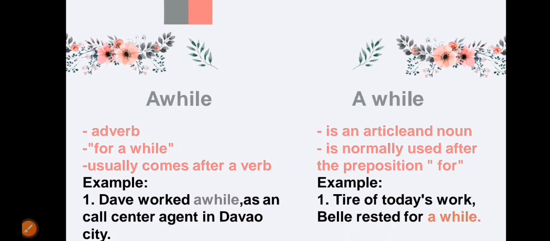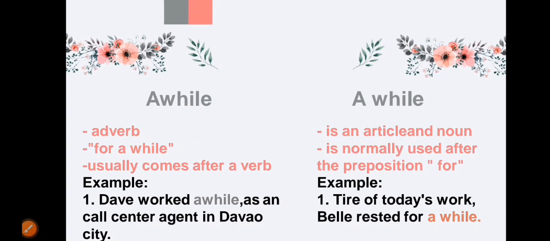The next pair of words is awhile and a while. So let's start with awhile, which is one word. It is an adverb which means for a while, and it usually comes after a verb. For example, they worked awhile as a call center agent in Davao City. As you can see there, the word that comes after the verb, or the action word, work, is the word awhile, an adverb that means for a while.